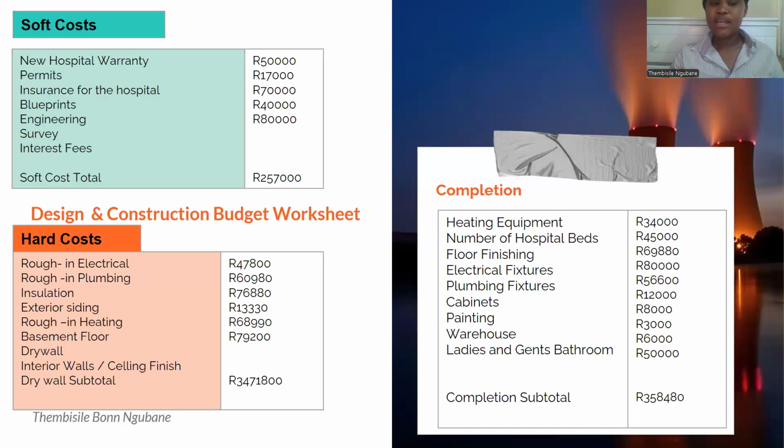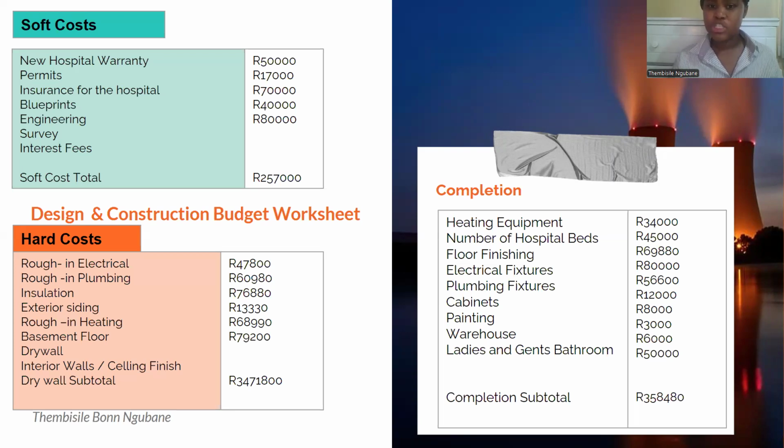Soft cost and hard cost. Soft costs are the costs that are easily ignored. Any industrial building needs to be insured. That also needs to be included in the cost estimation of this hospital layout. Hard costs are those costs that include electrical, wiring, plumbing, exterior siding, basement floor, drywall, you name them.